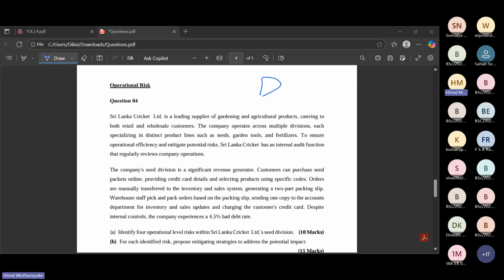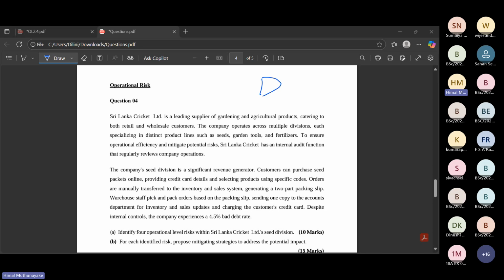So in this case, when only the pay slip is coming to the account division, they are charging the customer. So what can we do? Instead of waiting for that pay slip, they can charge the customer at the point when the customer places the order, right? Don't wait until the slip comes through the warehouse. It will shorten the period of payment.